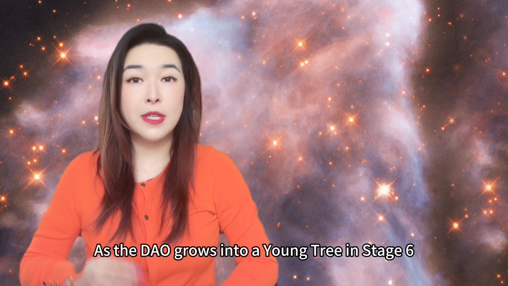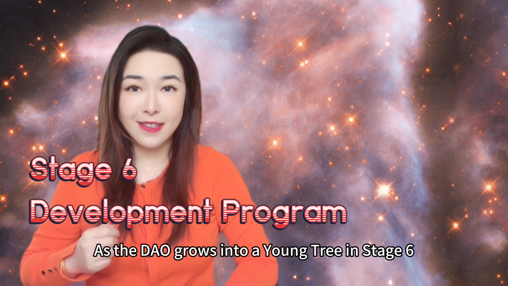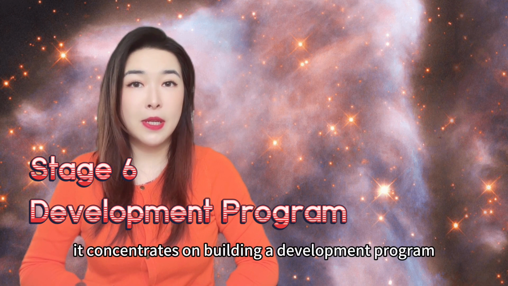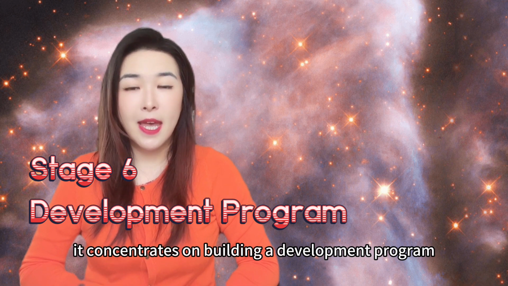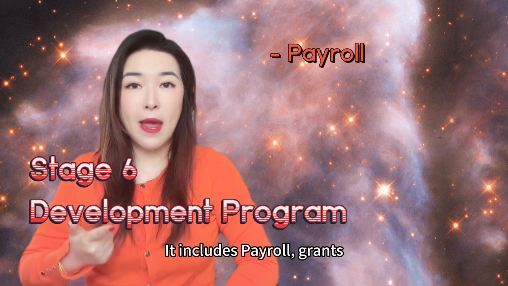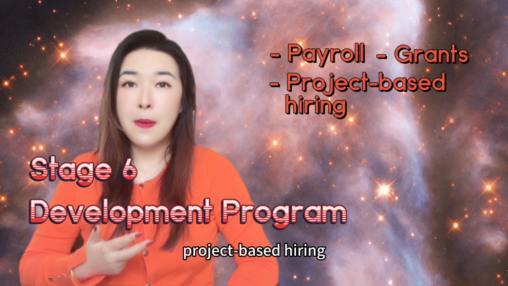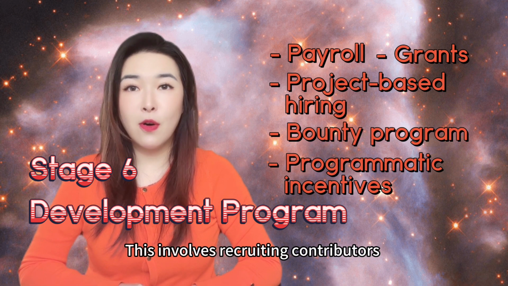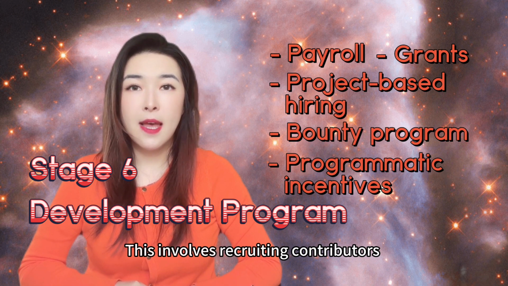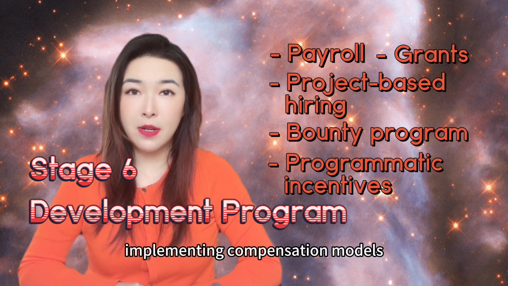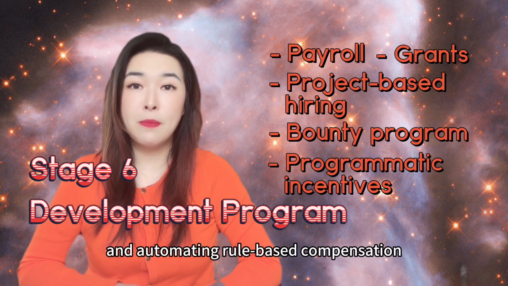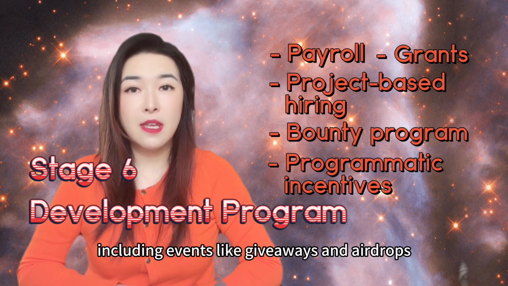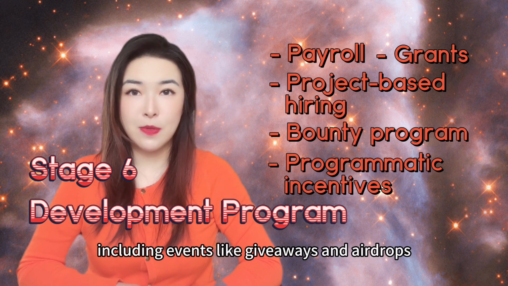As the DAO grows into a young tree in stage 6, it concentrates on building a development program. It includes payroll, grants, project-based hiring, bounty programs, and programmatic incentives. This involves recruiting contributors, implementing compensation models, and automating rule-based compensation, including events like giveaways and airdrops.